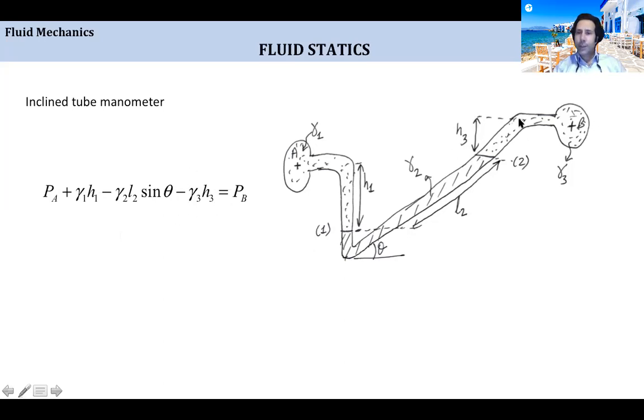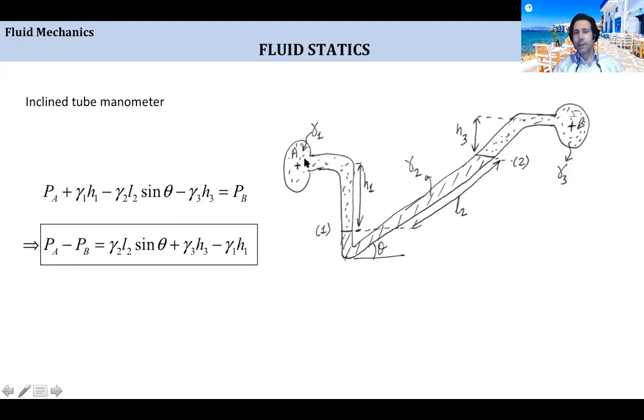And now we are at this point, and if we move horizontally, pressure will not change. So we can move from this point to this point, and it will be equal to the pressure at point B, so PB. So this is the equation that we derived for this manometer.